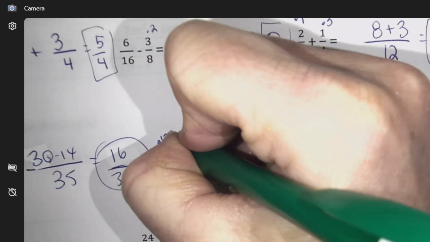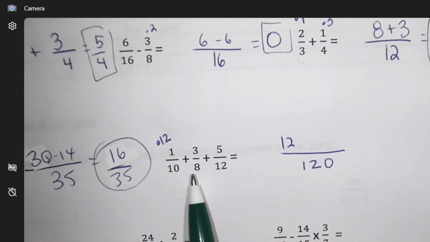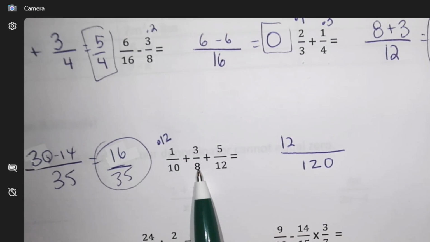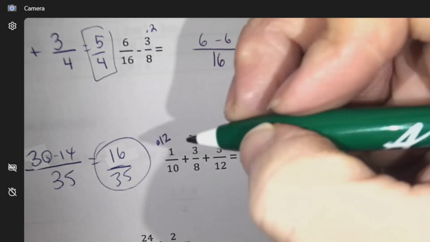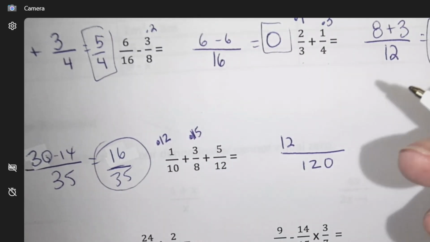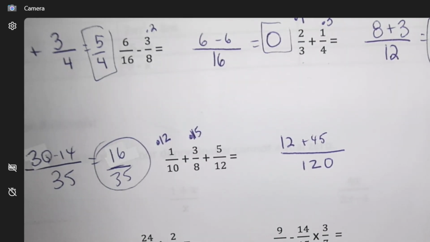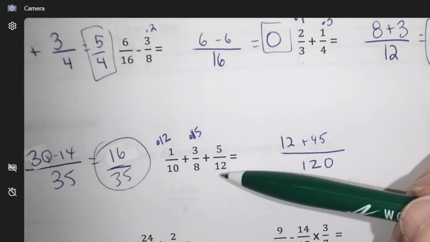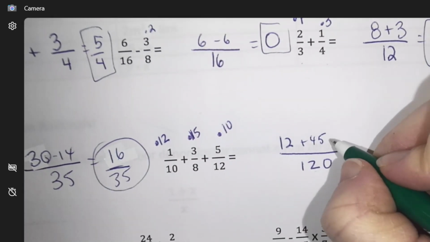So I'm going to multiply the top by 12. Do you know the multiplier here? What do you do to 8 to get it to 120? And you can use your calculator on this one. 8 times 15. So then 3 times 15 is 45. And this one, mental math, how do you turn a 12 into 120? Times it by 10.